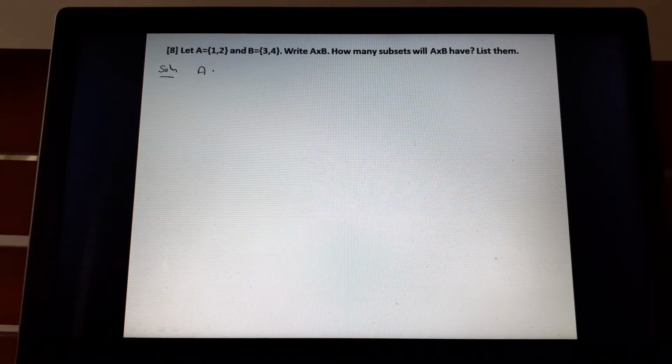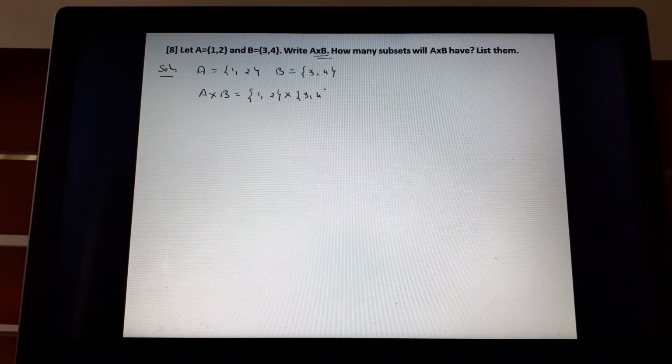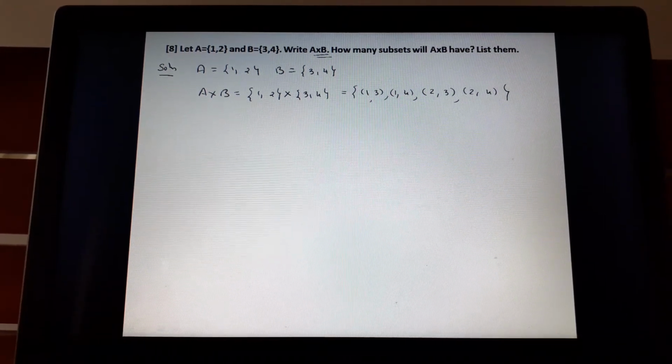A is given to be {1, 2} and B is {3, 4}. First thing is we have to find A cross B. A cross B is {1, 2} cross {3, 4}. So definitely 2 into 2, 4 elements must be there. It is (1,3) first element, then (1,4) second element, same thing (2,3) and (2,4). So these are the 4 elements. Now how many subsets will A cross B have?